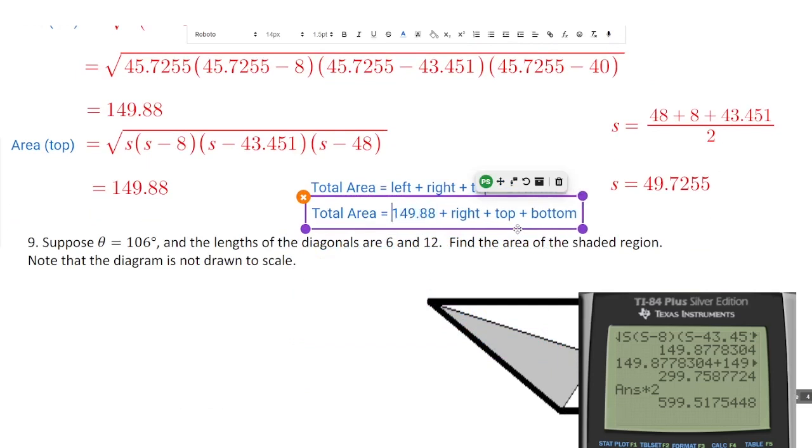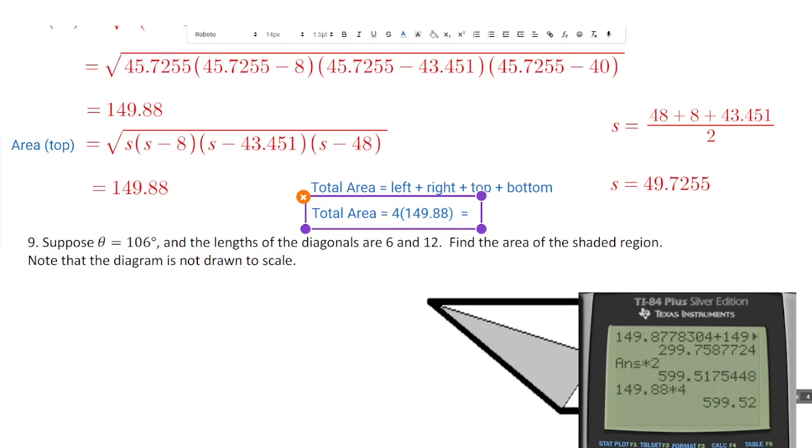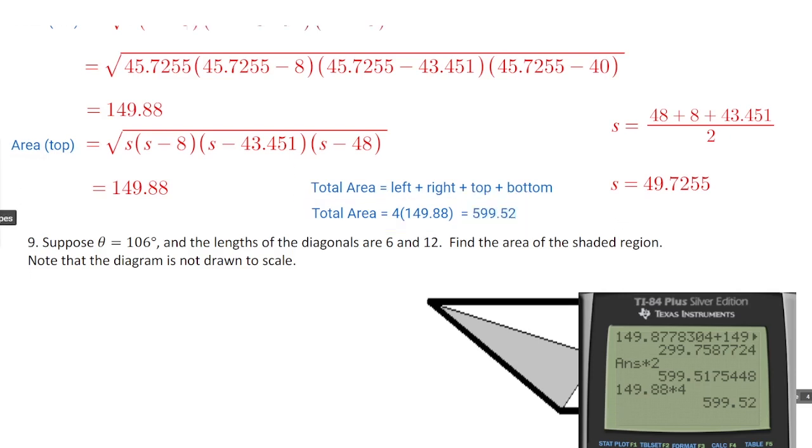So instead of adding that 4 times, I'm just going to say times 4, just to be a little bit more efficient with what I'm writing here. 149.88 times 4. Basically that gives us the same thing with 2 decimals of accuracy. So 599.52 is going to be our final answer.